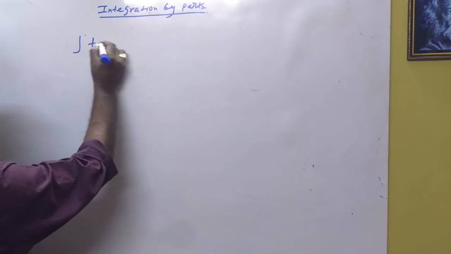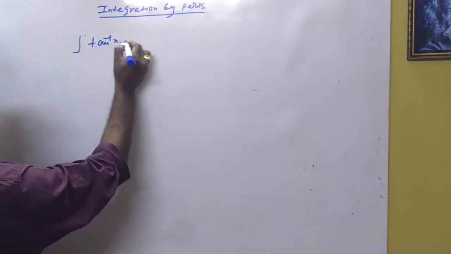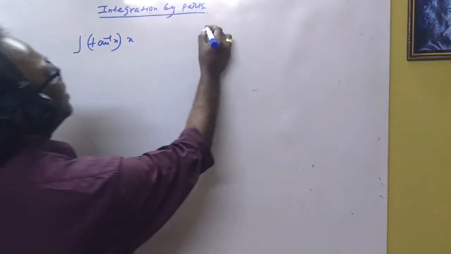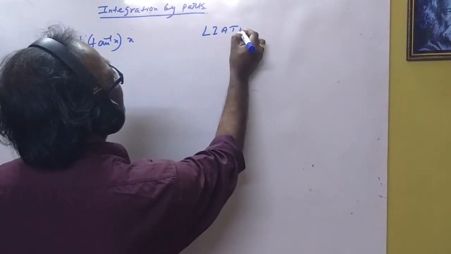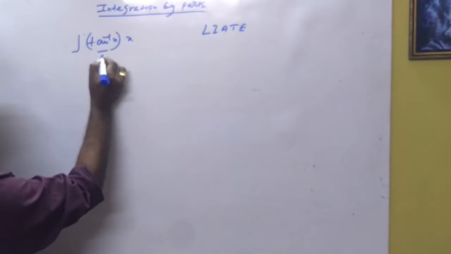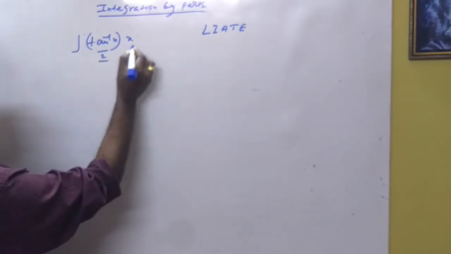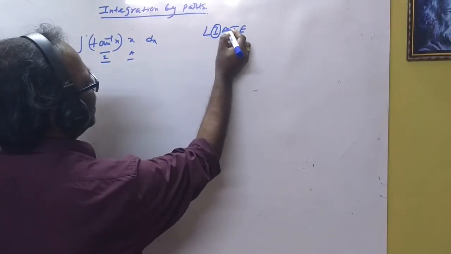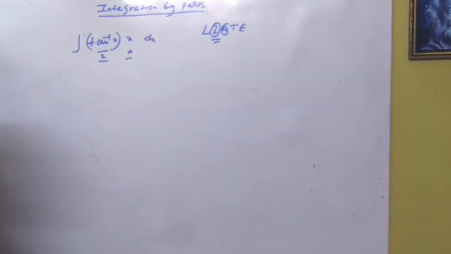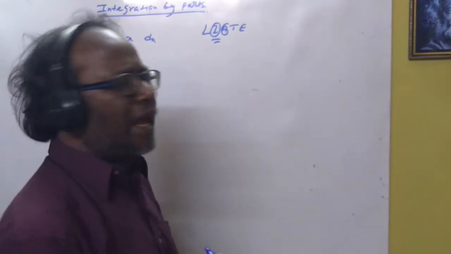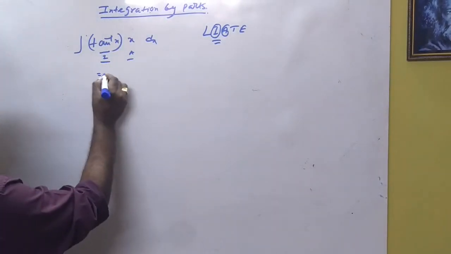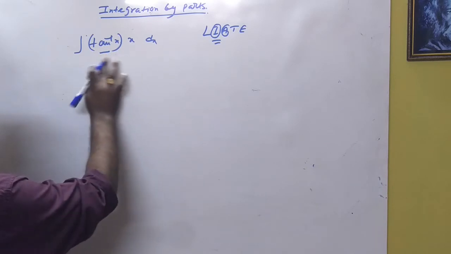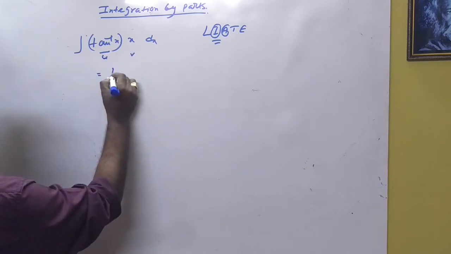Again I give a function, that is tan inverse x into x. See again the word LIATE, L-I-A-T-E. This is inverse, this is I, and A is for algebra. In between them, which letter comes first? That is I. I comes first. That's why we take tan inverse x as u, as the first function, and this is u and this is v.